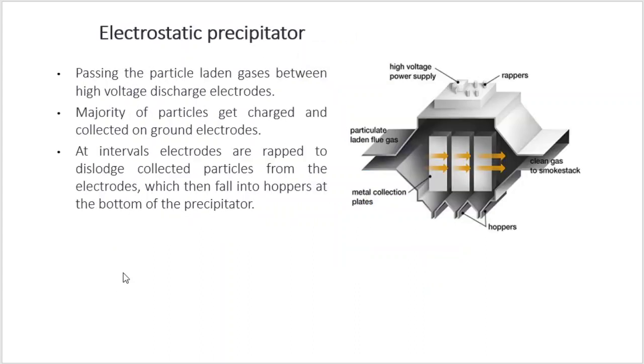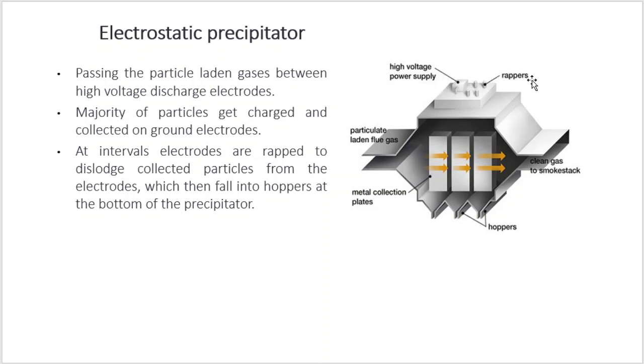Next one is the electrostatic precipitator. The particle-laden gases pass between high voltage discharge electrodes. The majority of the particles get charged and collect on grounded electrodes. At intervals, the electrodes are rapped to dislodge the collected particles, which then fall into hoppers at the bottom of the precipitator. So let's see what happens here.